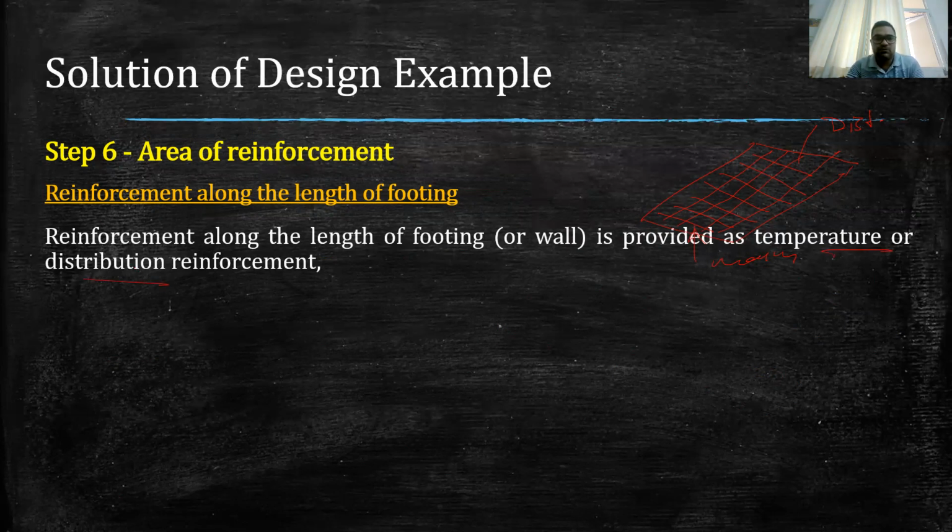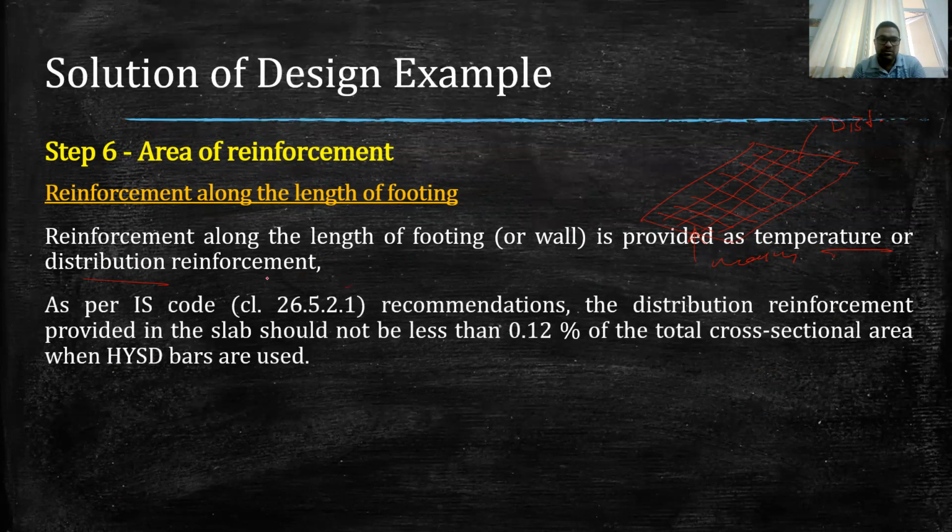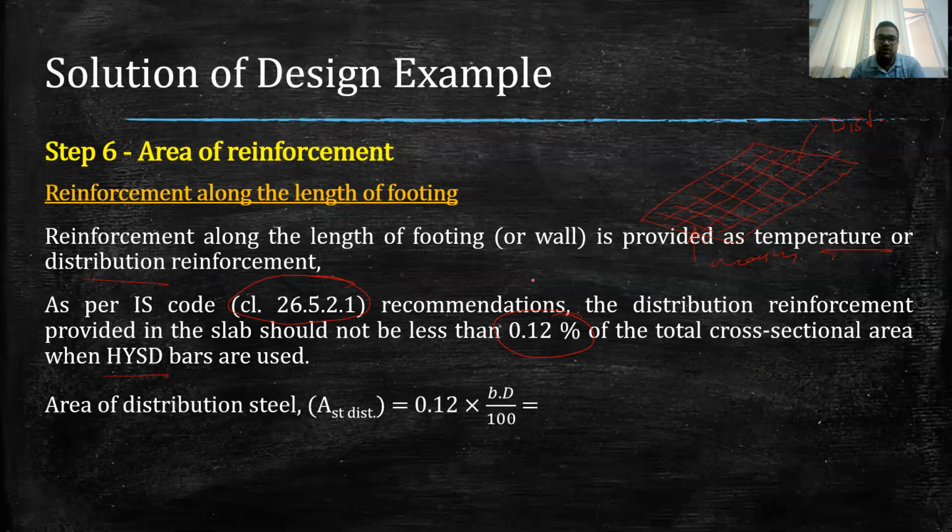For distribution reinforcement, we can refer to this clause. We know that for Fe415 steel, the area of distribution steel will be 0.12% of the total cross-sectional area. So area of distribution steel is 0.12 into BD by 100. Putting all the values in this relation, we find the area of distribution steel is 210 mm square. Here we can use the diameter of distribution bar as 8 mm.